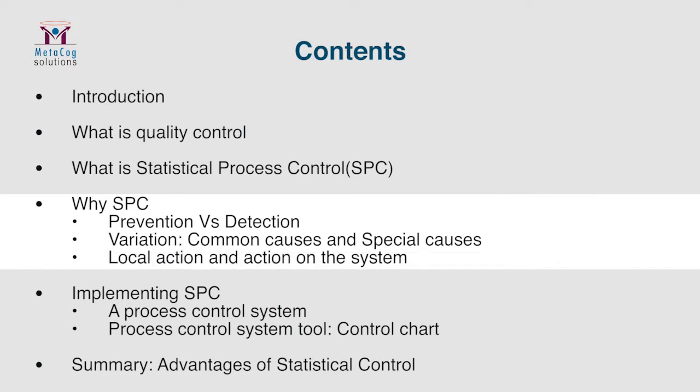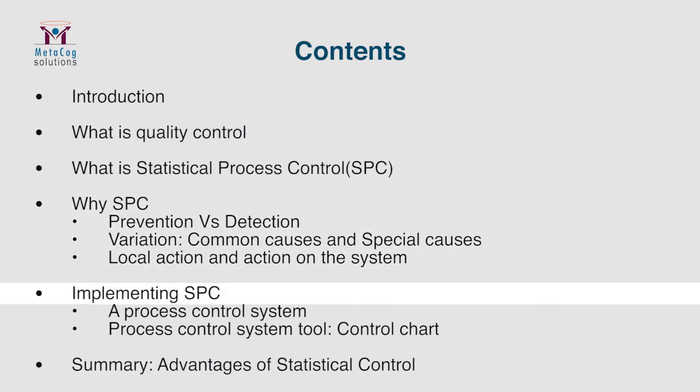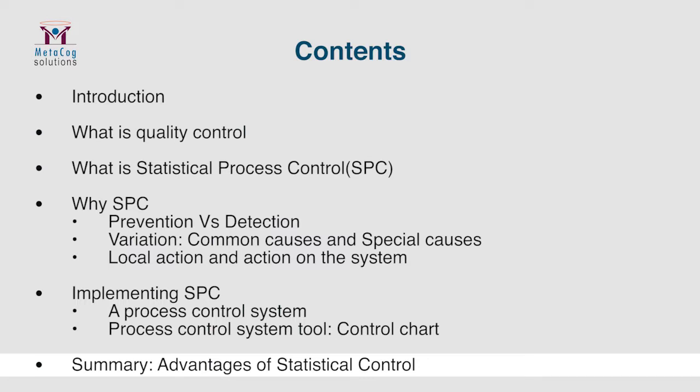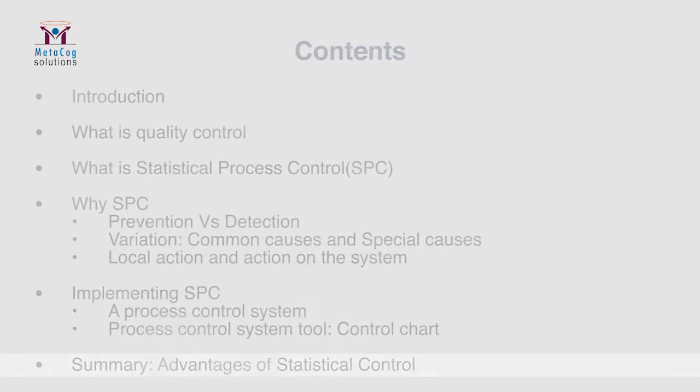What is local action and what are all the actions on the system? And how to implement statistical process control, like a process control system tool, which is known as the control chart, and summary, advantages of statistical control.